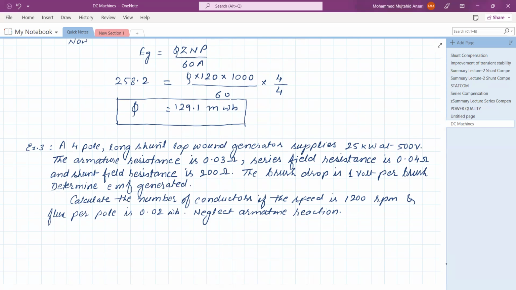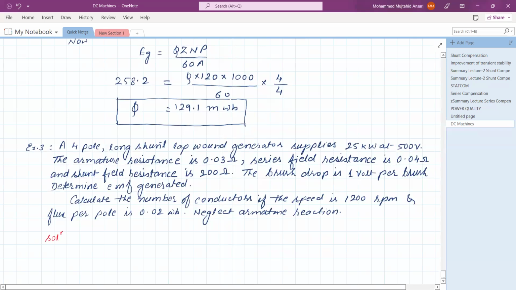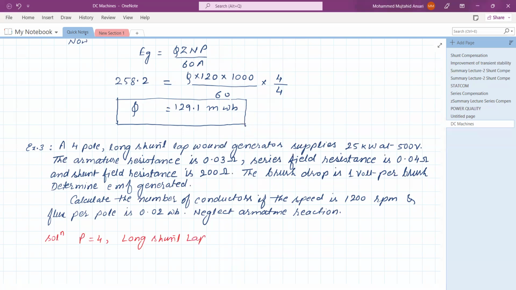One more numerical: a 4-pole long shunt lap wound generator. So what is given? The number of poles P is equal to 4, long shunt, lap wound. So it is a lap wound, so A is equal to P. It supplies 25 kilowatt.